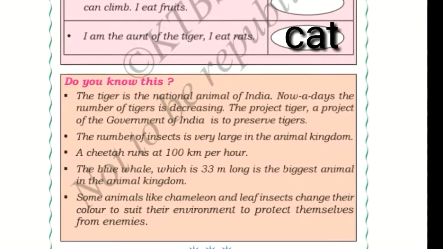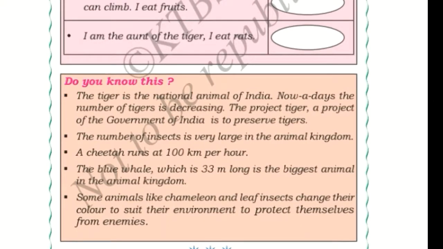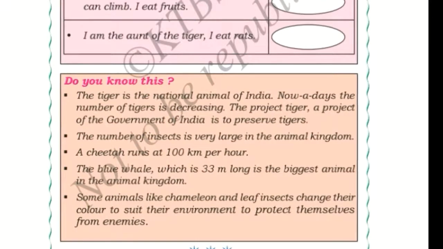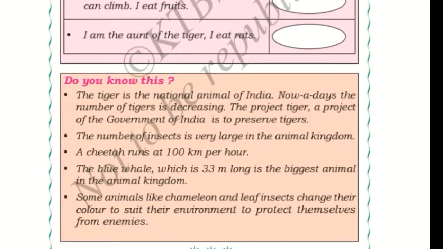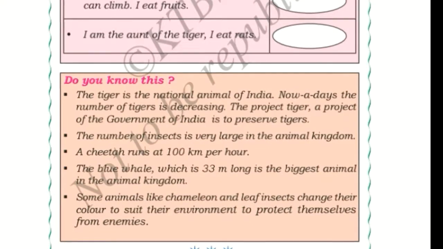Here some facts are there. Do you know these facts? The tiger is the national animal of India. Nowadays the number of tigers is decreasing. Project Tiger, a project of the government of India, is to preserve tigers. To save the tigers, the government has launched Project Tiger, because the tiger is the national animal of our country.